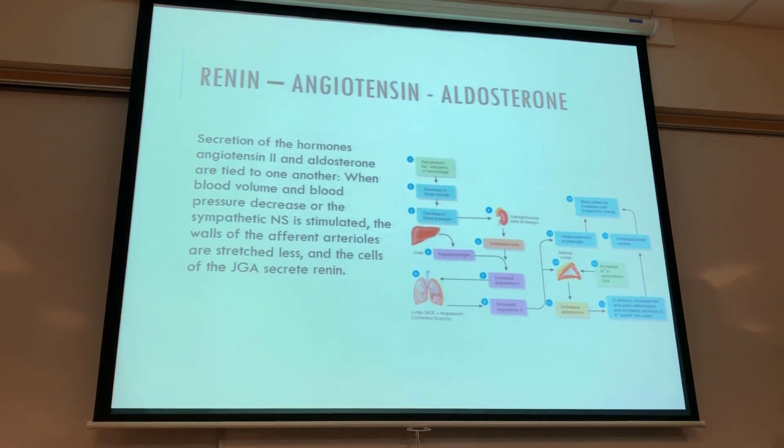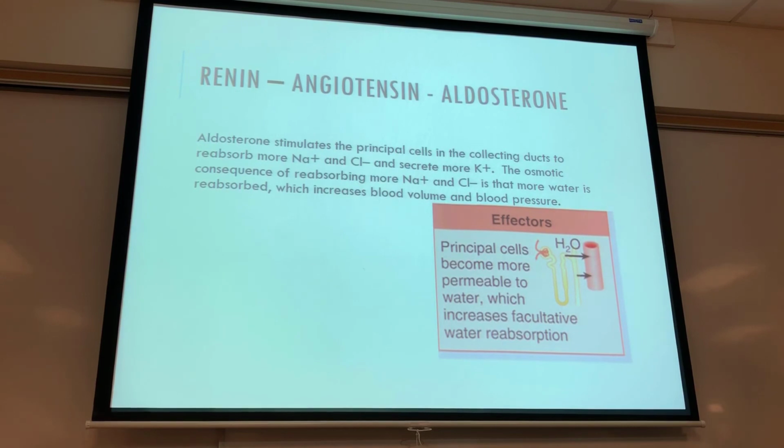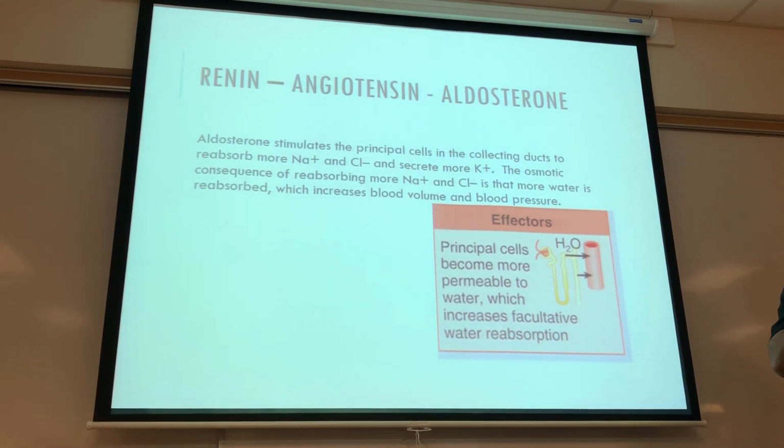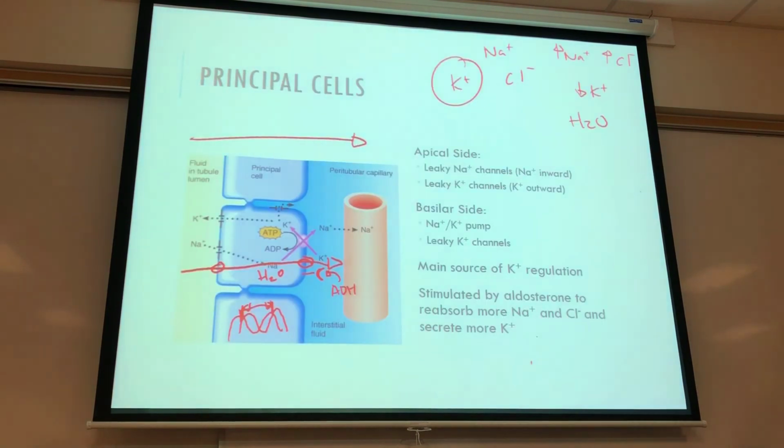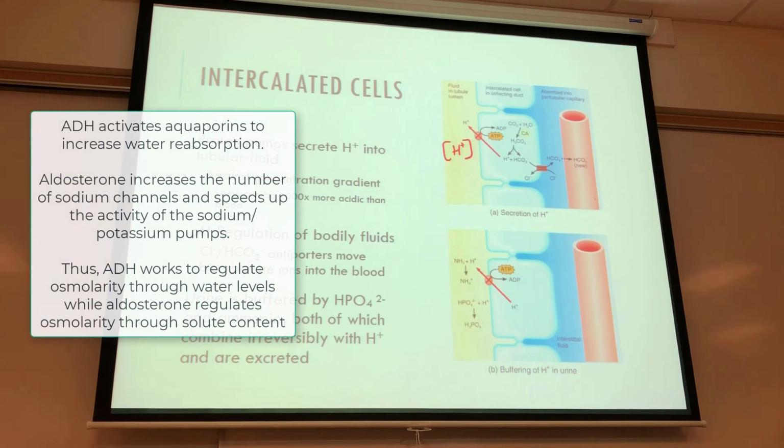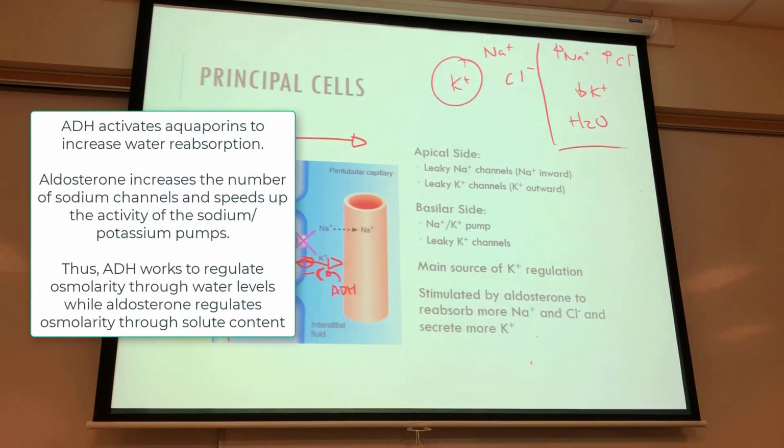And where does aldosterone come in? Aldosterone affects the principal cells. ADH affects the same principal cells, but results in the production of water channels. Aldosterone stimulates the principal cells to reabsorb more sodium and chloride and secrete more potassium, just like I described earlier on this slide. We want to reabsorb sodium and chloride, and secrete potassium.